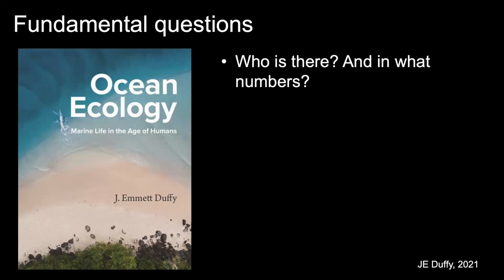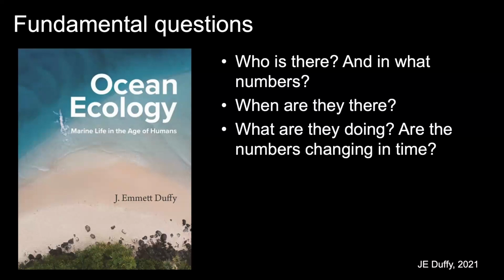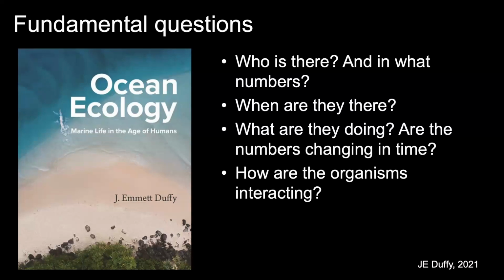Things like who is there and in what number. So just identifying the things that are there and counting them. Trying to figure out when those organisms that we're looking at are there and when they're not there. And then what are they doing? Are those numbers changing in time? And what might be impacting those changes? And finally, things like, how are the organisms interacting?